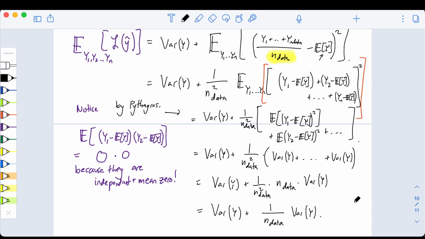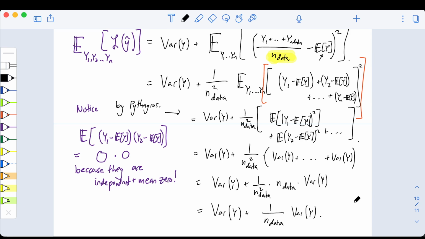All right. So this is the second thing that I wanted to tell you: where did this term come from? We understand the irreducible error of variance of y. That was the first term. We kind of understood where that came from. What is going on with this term? Why did it appear? The reason it appears is because we are estimating the true mean. We want to estimate the expected value of y, but we're only using n data points. And we're not going to get it perfect.